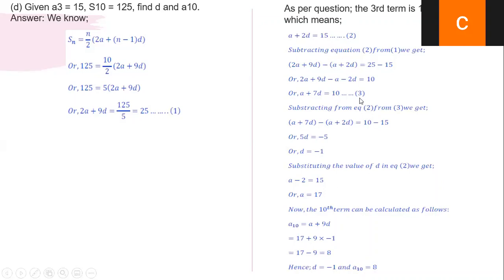Again, subtract equation 3 and equation 2. If we subtract, we'll get the d value. That d value, if we substitute in any of the equations, we'll get the a value, 17. They're asking us to find the 10th term of an AP. So the 10th term of an AP is a plus 9d. Apply a and d and we will get the result. Any doubt, children? No, ma'am. Shall we move on to the fifth sum? Yes, ma'am.